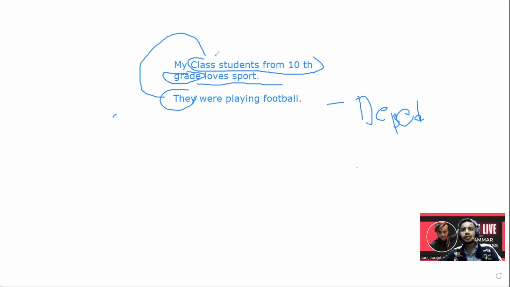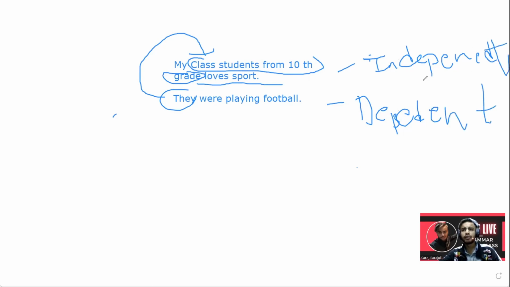Okay, guys, you need to understand. Now try to understand, guys. The first sentence is an independent sentence because it is not dependent on anybody. Understanding these things will make it very easy for you, guys. Come on, now let's have a look.